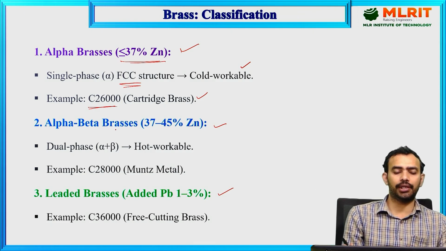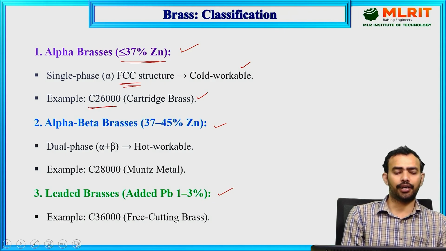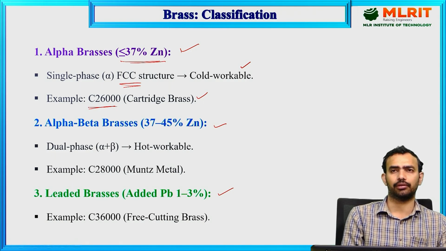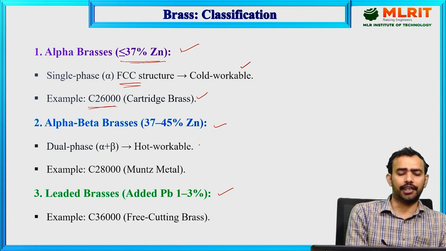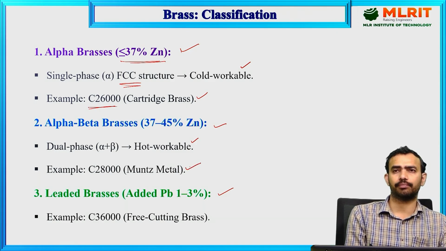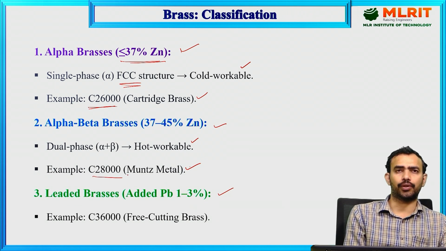Similarly, alpha beta brasses have a little higher zinc content, ranging from 37% to 48% zinc, where both alpha and beta phases are possible. Dual phases can be observed in the microstructure, and it is hot workable, so heat treatment is possible. An example is Muntz metal, with grade C28000.